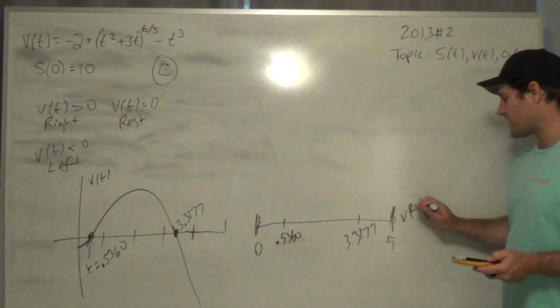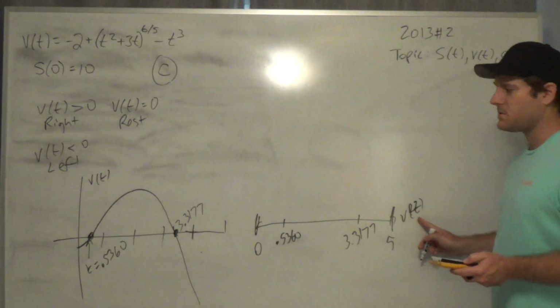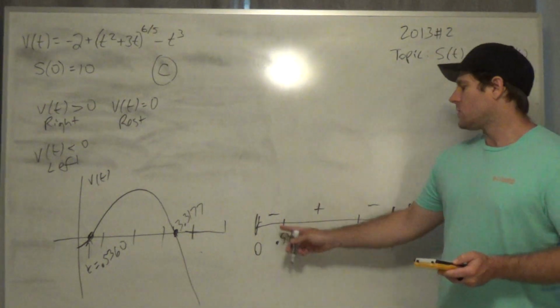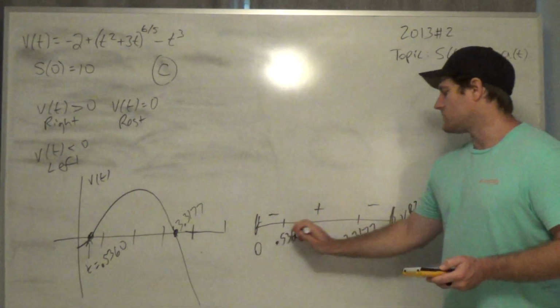Notice I labeled it as velocity. You've got to label these sign charts so the AP exam can give you credit. Again, below the curve, above the curve, below the curve. So it was moving to the left, and then to the right, and then to the left. So these are your answers.